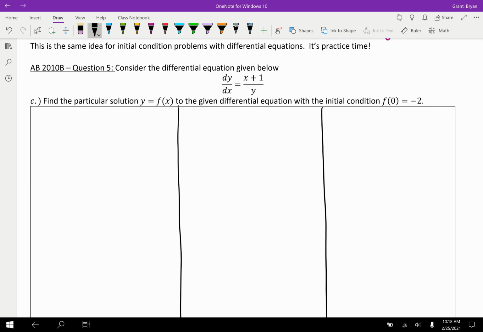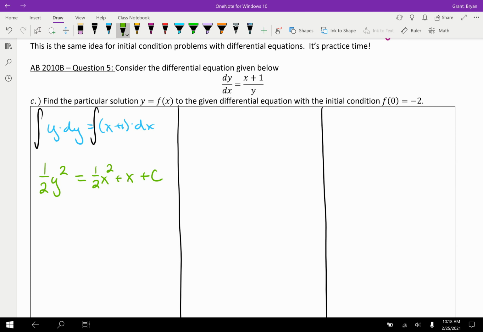All right, moving a little more quickly this time. We're going to multiply both sides by y, so I get y dy, and then multiply both sides by dx, x plus 1 dx. This is actually a very nice looking differential equation. I think when we integrate each side, we're going to be pretty smooth flying here. 1/2 y squared equals, let's see, antiderivative of x is 1/2 x squared, and antiderivative of 1 is x, and don't forget your plus c. Great. Easy enough so far.